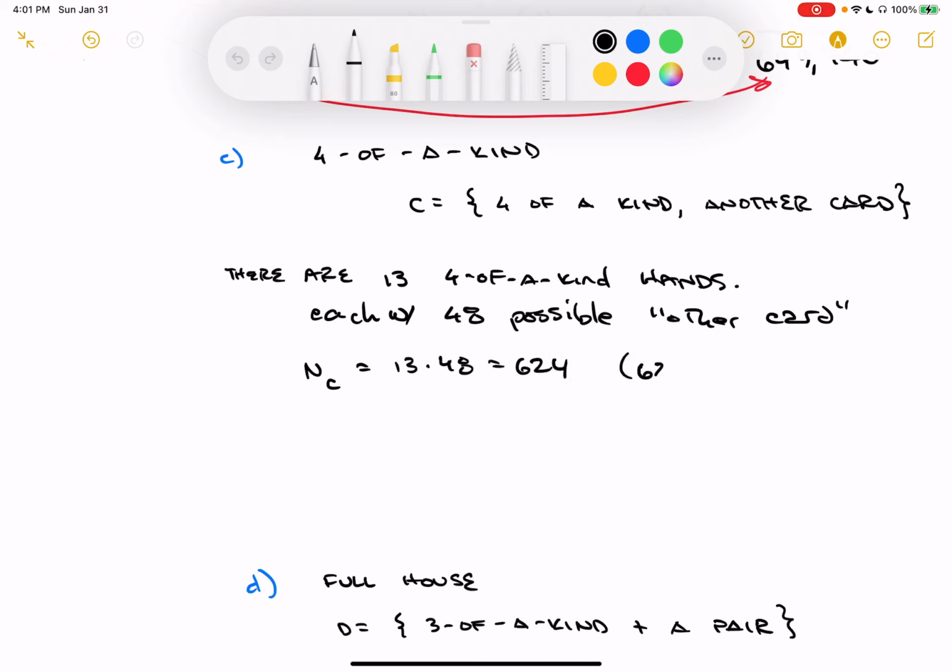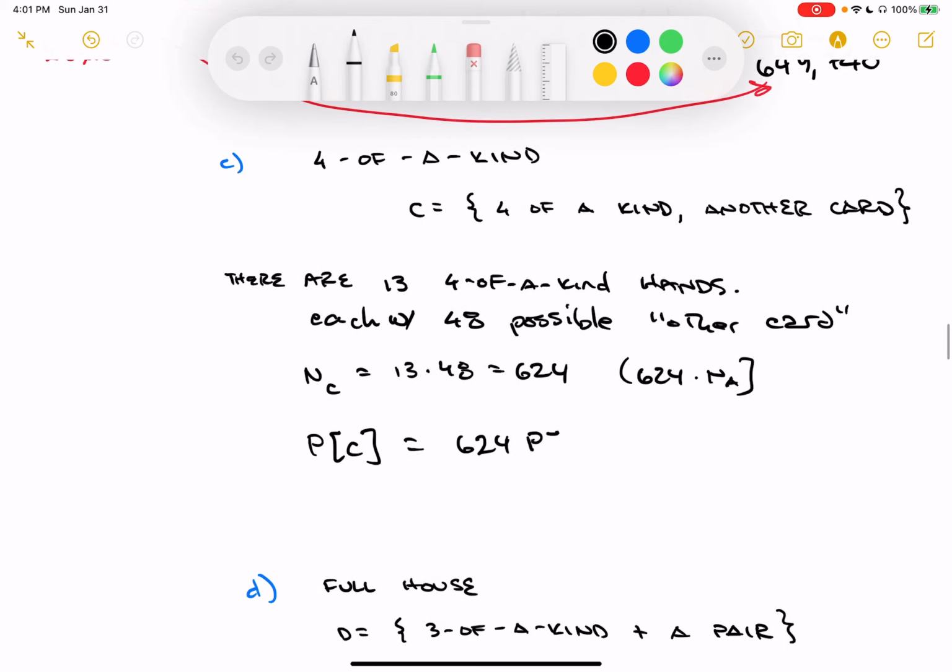You could think of that as 624 times the number in A. And what I can get then is that the probability of C is going to be 624 times the probability of A. And if I go ahead and do all of that, that's a 1 over 4,165, which I can finally get to some sort of percent that I can get a handle on. That's like 0.0002401. So it's like 0.02%.